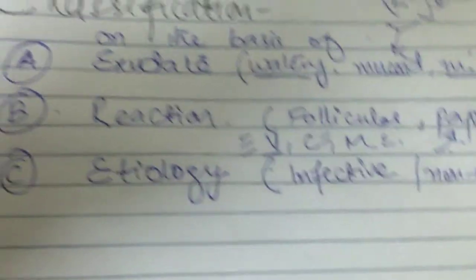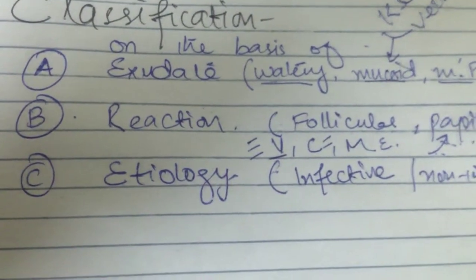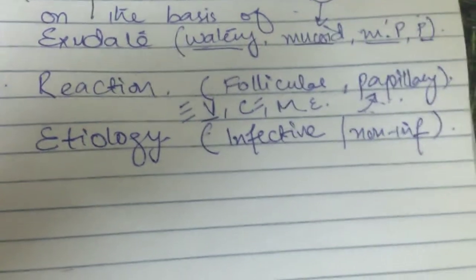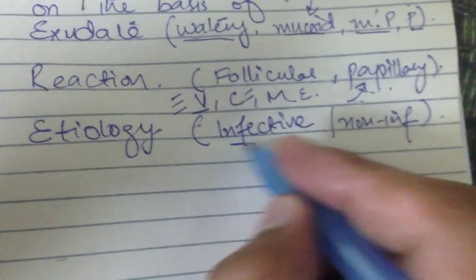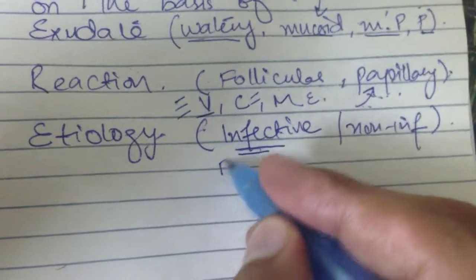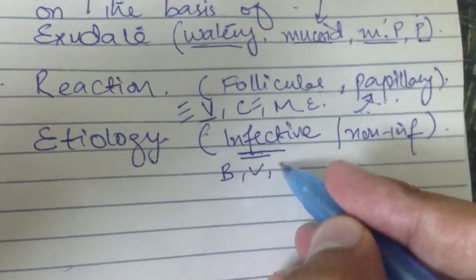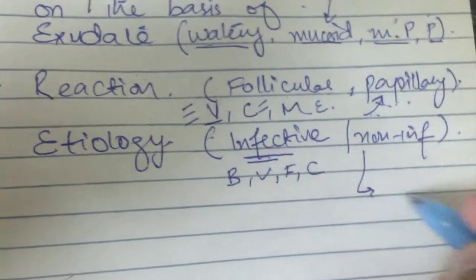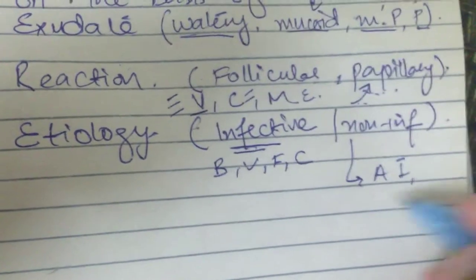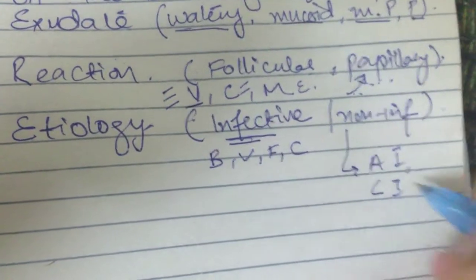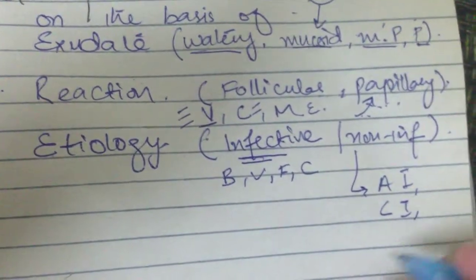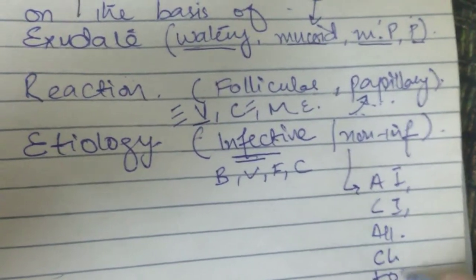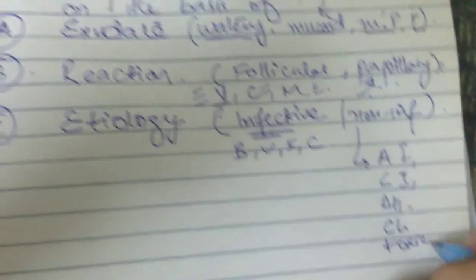Now coming further, the third classification is on the basis of etiology. It might be either infective or non-infective. Infective conjunctivitis, as the name indicates, may be either bacterial, viral, fungal, or chlamydial. Non-infective, on the other side, may be autoimmune, chronic irritation, allergic, chemical, and toxic. And with this, our classification is done.